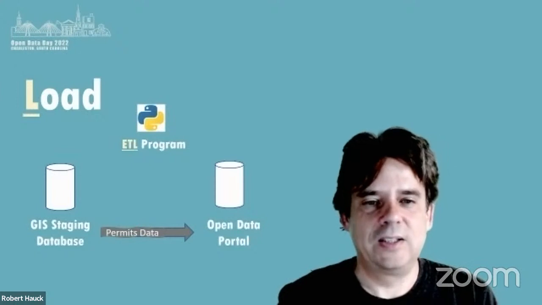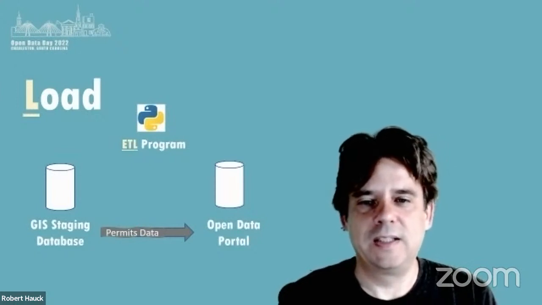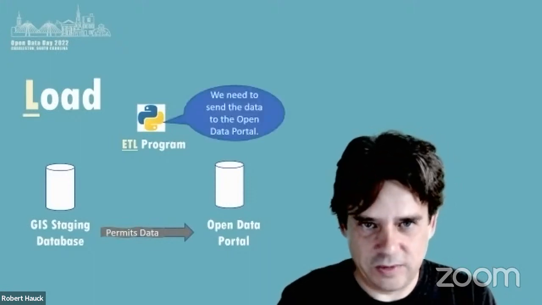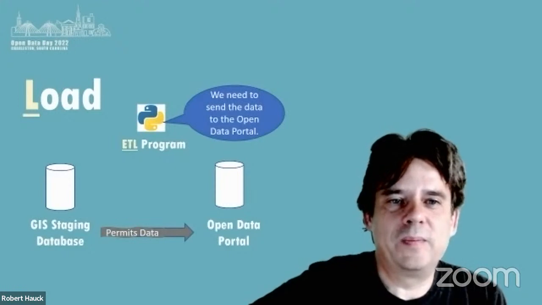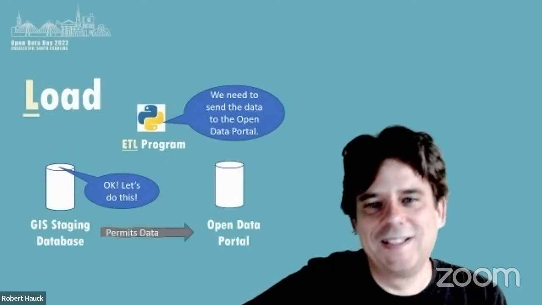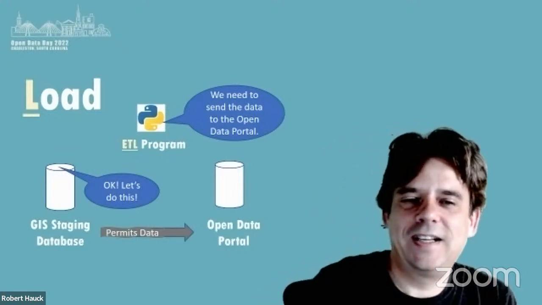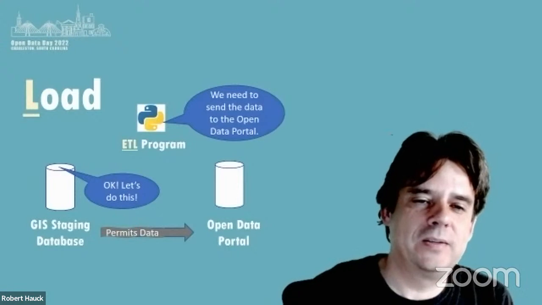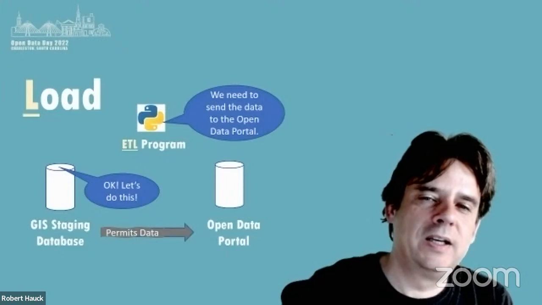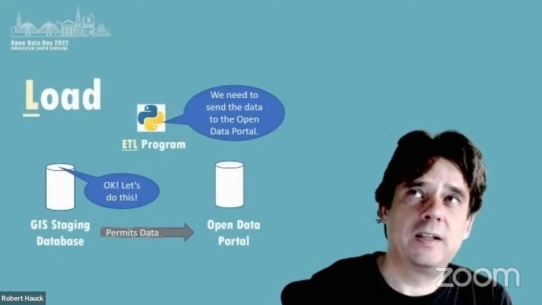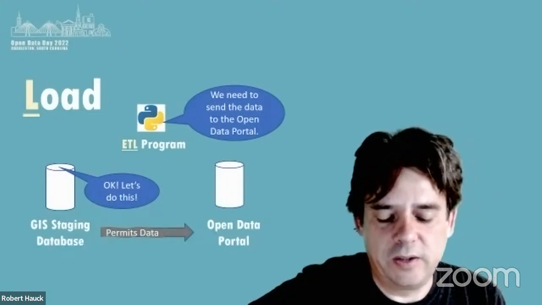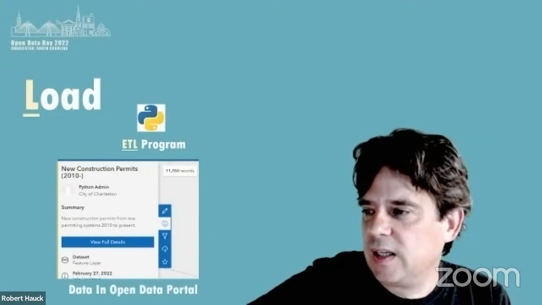And then last is load, which is actually getting the data into either the GIS system or, in this case, the open data portal. Our little Python program says we need to send it to the open data portal, and the portal says okay. That's exactly how some of this GIS data gets into the open data portal: we turn it into GIS data, and then every 7 days most of the GIS data sets get published to the open data portal, and that's all an automatic process.